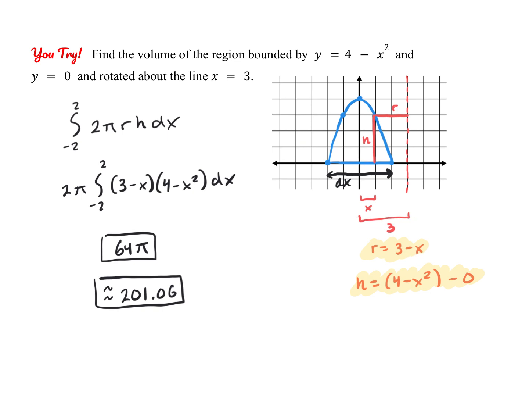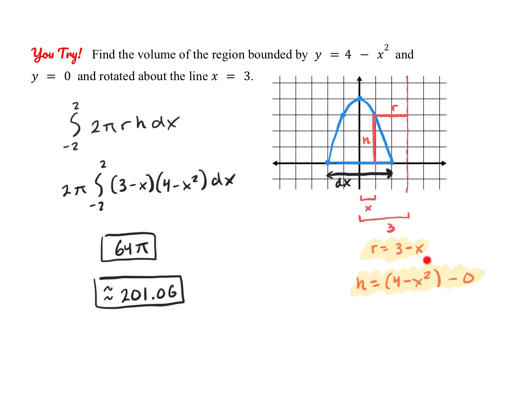If I'm starting at the origin and moving to the right, that distance is x. So I can see my radius is 3 minus x. Now, if I was on the left side of my y-axis, so if x is a negative value, think about it. It's going to be 3 minus a negative number, which actually gives you a larger radius, which is what would happen if you're moving farther to the left.